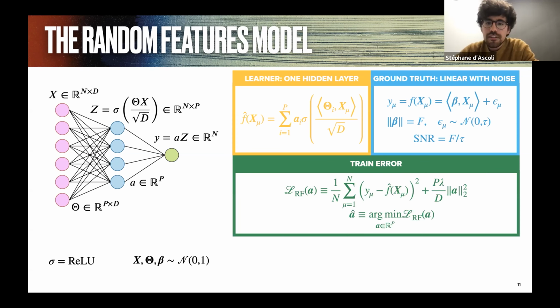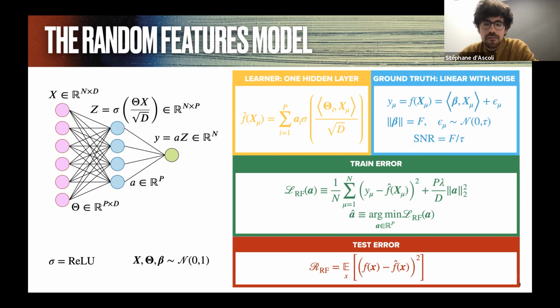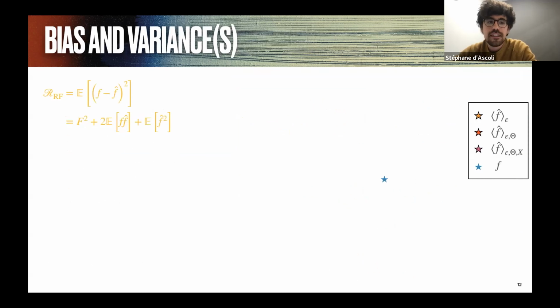So to train our model, as I was saying, we're going to simply use a mean squared loss with an added regularization term, which is controlled by this regularization constant lambda. And importantly, we're only learning the second layer of weights A. The test error is simply given by the mean square difference on a fresh example. Okay, and so what we're going to be interested in here is trying to see what causes the test error, which is going to be trying to decompose how the various sources of variance affect our problem.